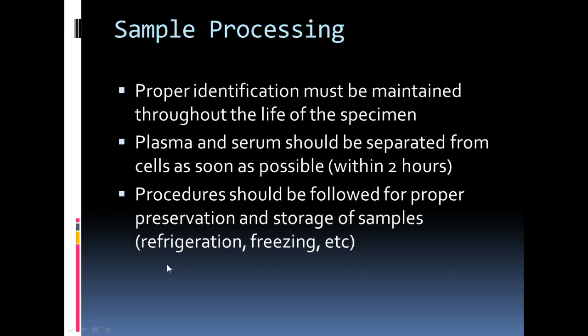Some of the sample processing you need to be familiar with. Proper identification is very important. When the nurse or the phlebotomist draws at the patient bedside, they make sure that they ask the patient if they're capable, or check the armband if they're incapable. That identification stays with that tube. When it gets to the lab, you have to be very meticulous, if you have to aliquot a little bit of plasma from one tube to another, that it's labeled correctly. Plasma and serum need to be separated from the cells within 2 hours, which I mentioned prior. And procedures should be followed for proper preservation and storage. If a reference lab, say Mayo Clinic, wants a frozen specimen, you need to send it frozen or they will reject it.